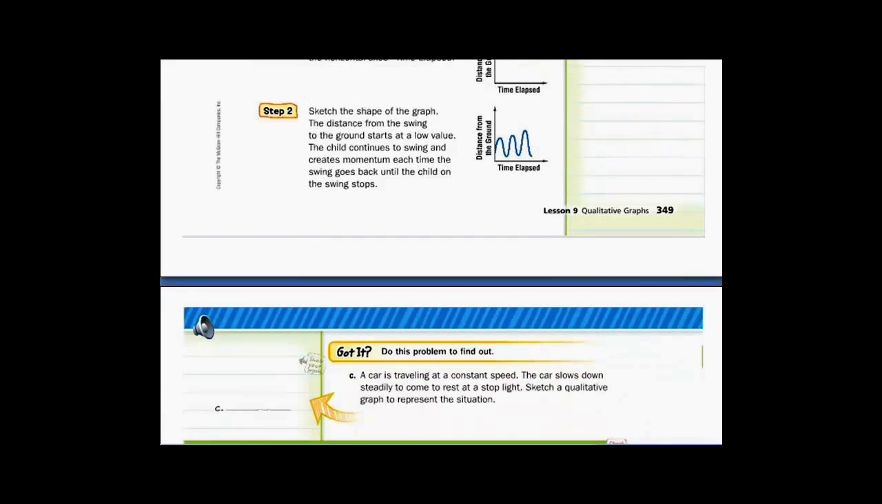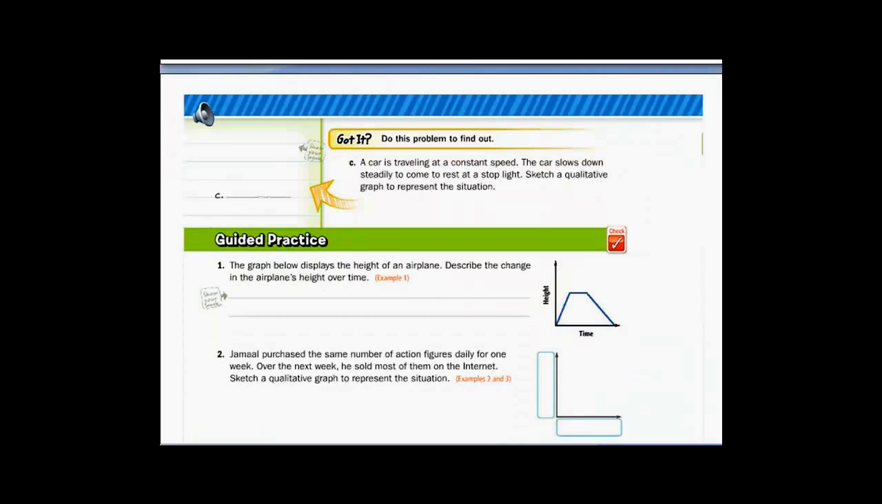Okay, I want you to try it. Under Got It. A car slows down steadily and comes to a rest at a stoplight. Sketch a qualitative graph to represent this situation. So we would first need to write the axes that go with this. So whenever you're talking about this, you're talking about time, which we usually put down here on the bottom, right? So time is your x, and this is your speed.